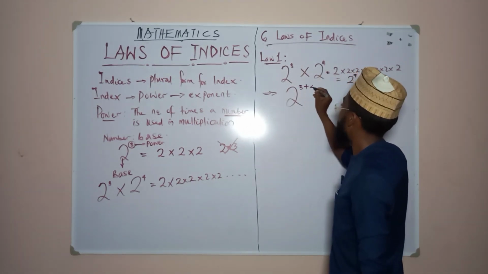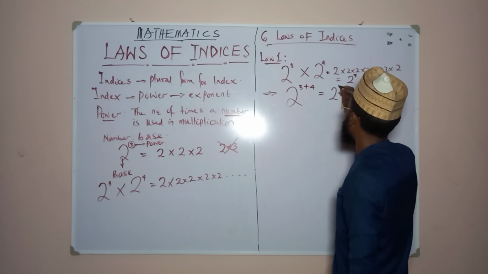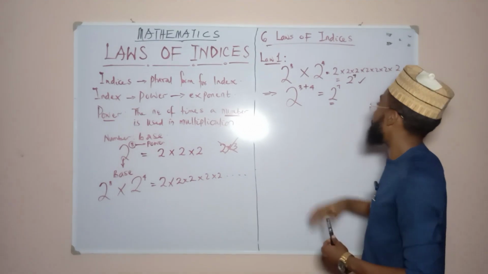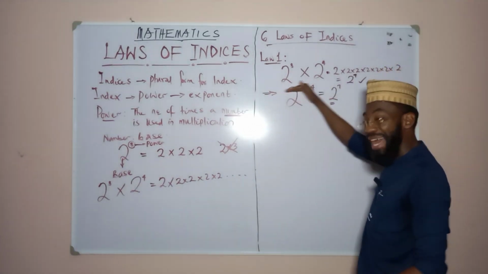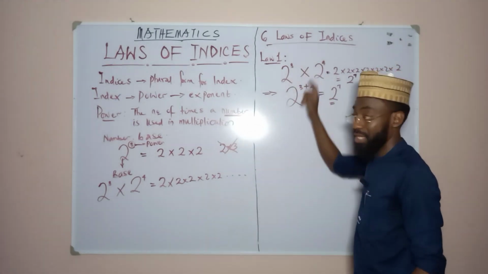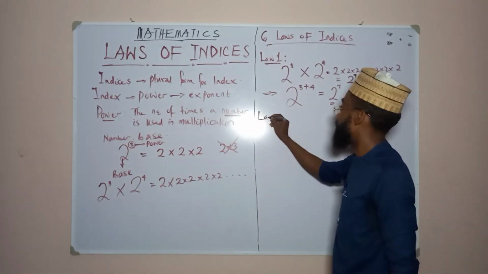So I'm going to have 3 plus 4, and my answer is 2 raised to power 7. You can see we've gotten the same thing. So it reduces the stress of having to expand the base the number of times you have there as your power. What is law 2 saying?